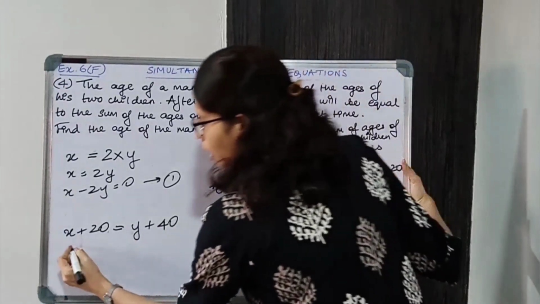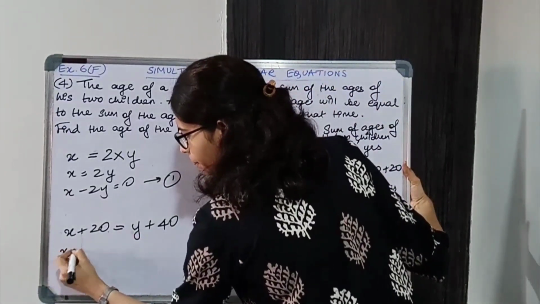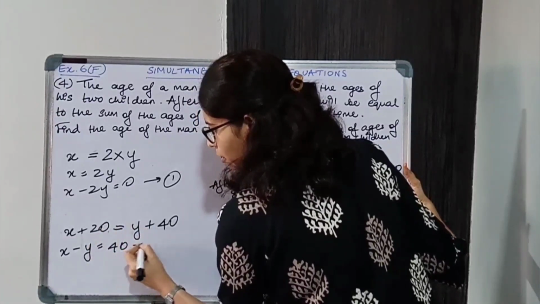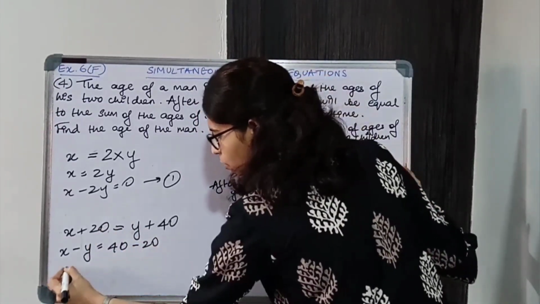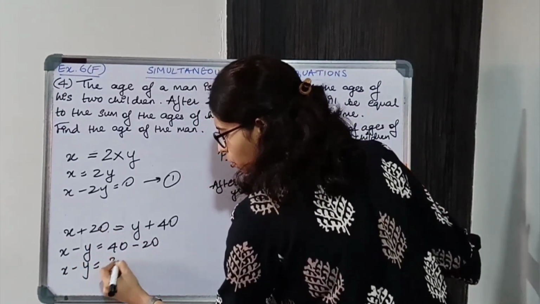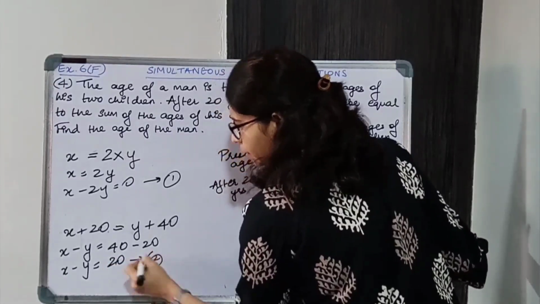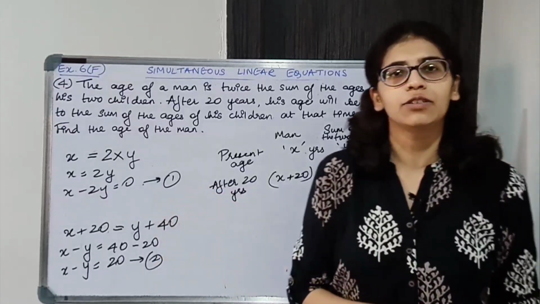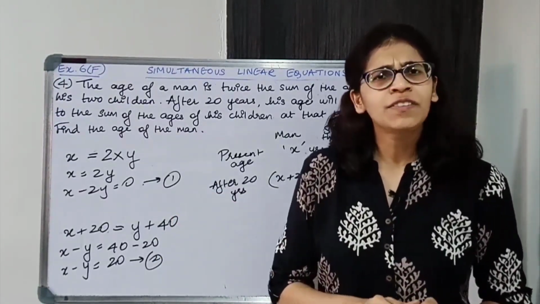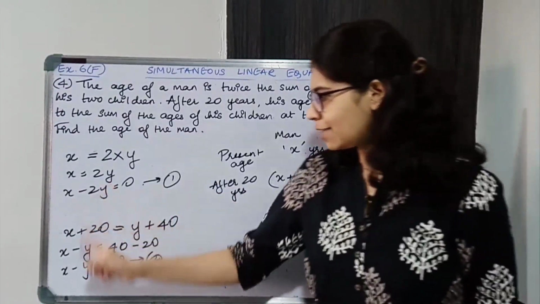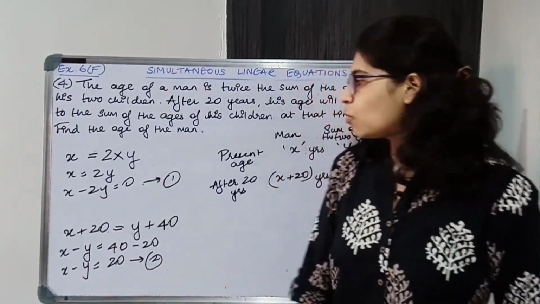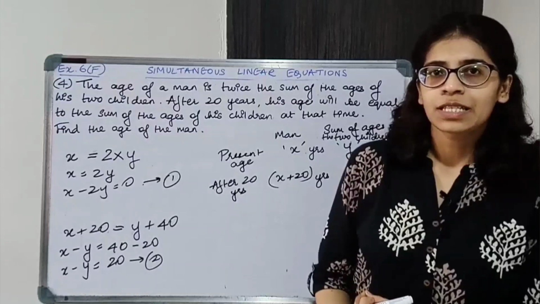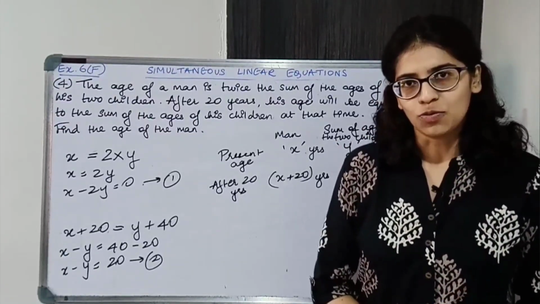Now shifting y over here, minus y, and 40 will remain as it is, shifting 20 over here. So x minus y is equal to 20. We got the two equations. We just have to solve this and find the values of x and y. We don't even need y, we just have to find the value of x. So we'll solve this, but before that we'll write down proper statements and then move on to the solution.